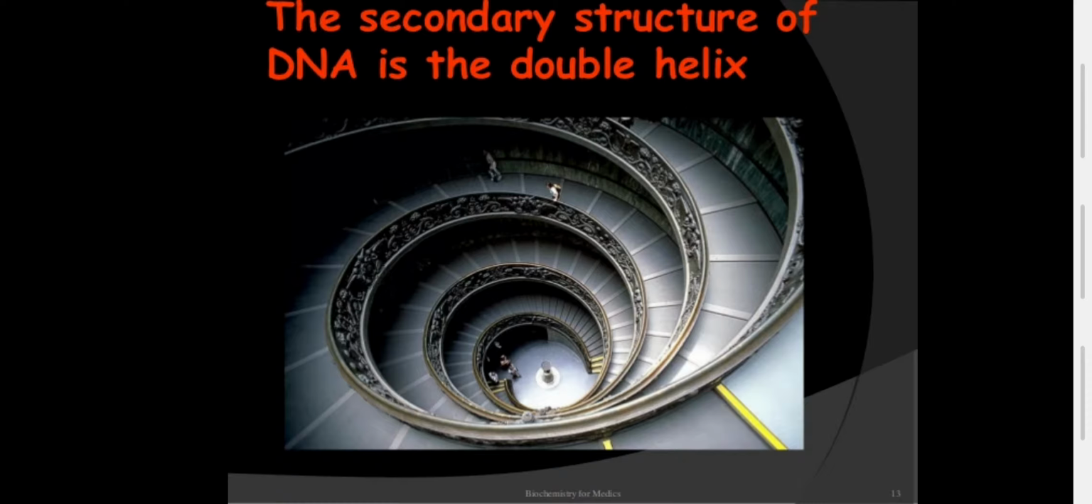Next slide. So what can you observe with this ladder? It shows the secondary structure of DNA in a double helix. As you can see, the ladder spiral is the structure, or the illustration, of the DNA.